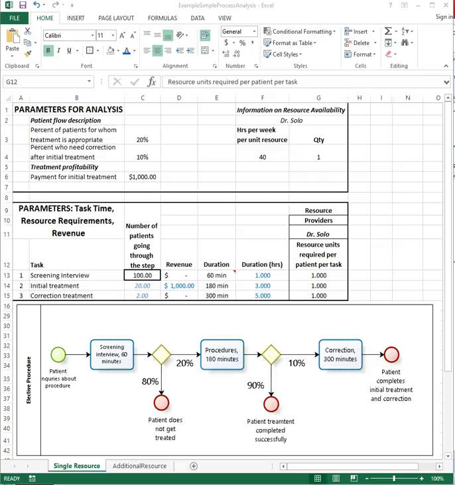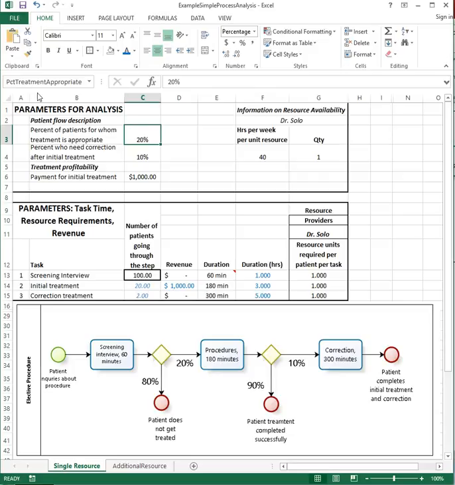So the parameters are the input things, the data that we will possibly want to change, if we want to look at how things change, if we have more resources, if a procedure takes less time or more time, or reimbursement is different. Some of the parameters that we have here is the percentage of patients for whom the treatment is appropriate. That's 20%, so I have it here in cell C3.